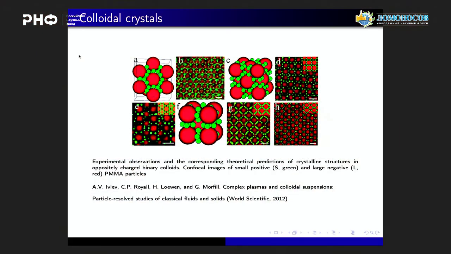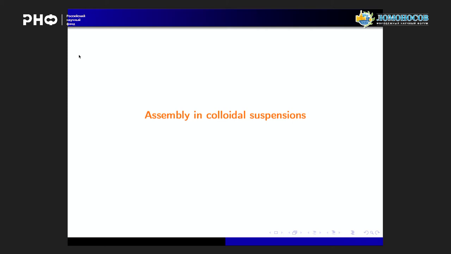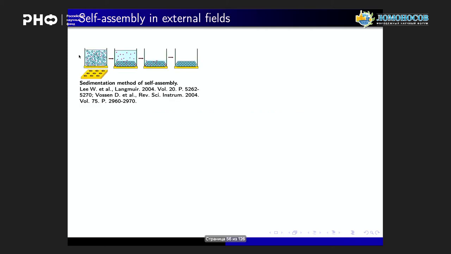It could also be interesting for the formation of colloidal crystals, structures where different particles are arranged into crystalline, spatially periodic structures. Such systems could provide very unusual photonic materials and materials for photochemistry. So the assembly in colloidal suspensions could be arranged with very different mechanisms.